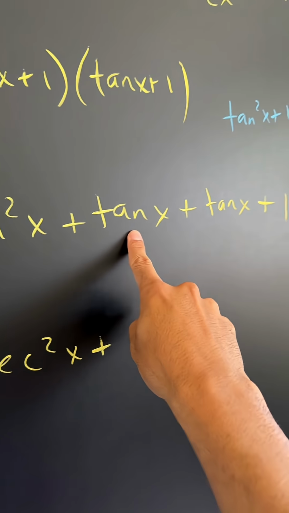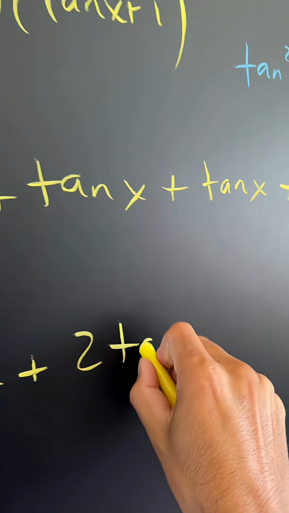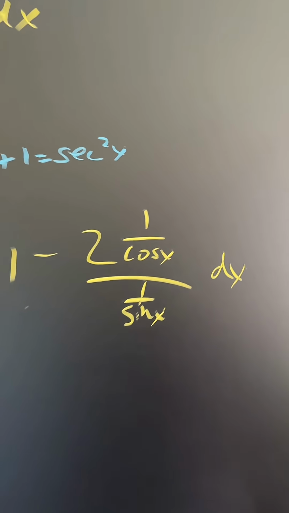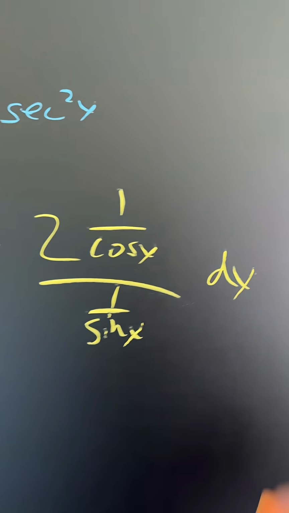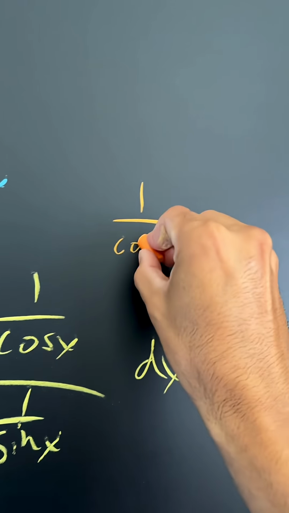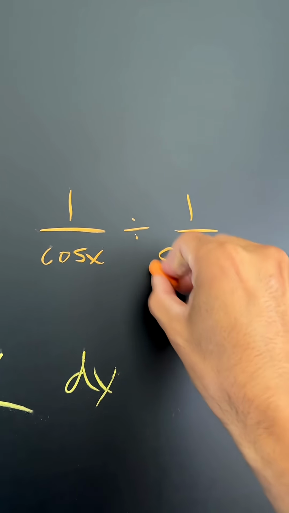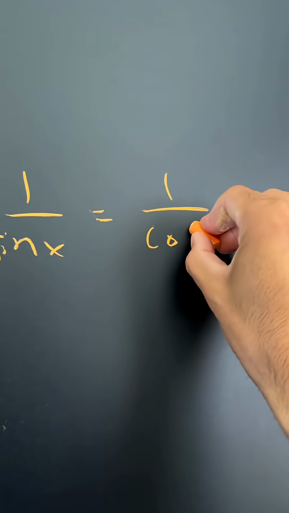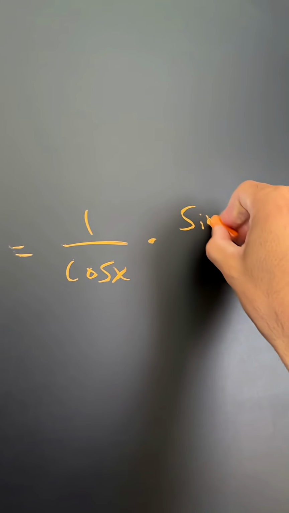And now we have the tan x plus the tan x. That's going to be 2 tangent x minus, let's talk about this right here. We have a fraction divided by a fraction. I want you to think about this. This is 1 over cosine divided by 1 over sine. In other words, we're going to do the keep, change, flip. This is 1 over cosine times sine x over 1.